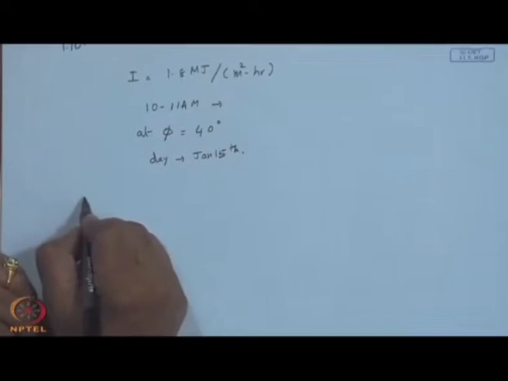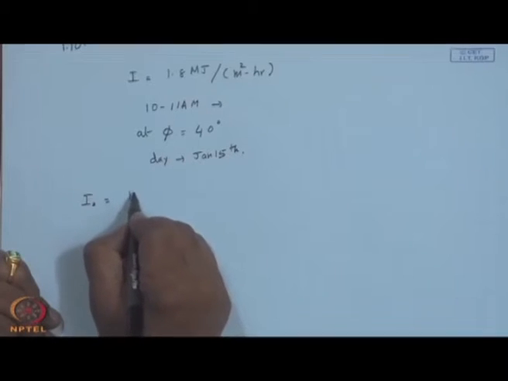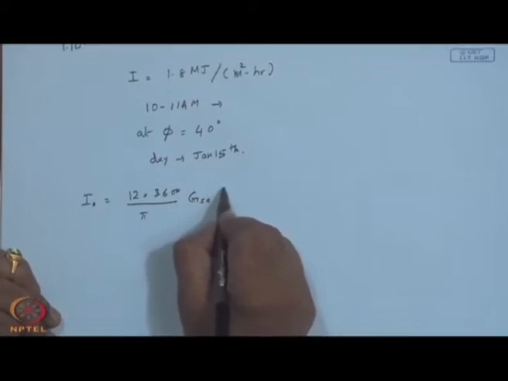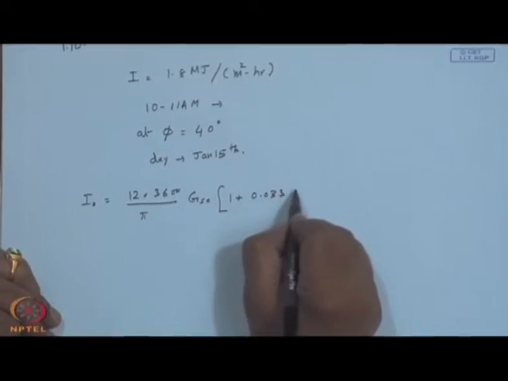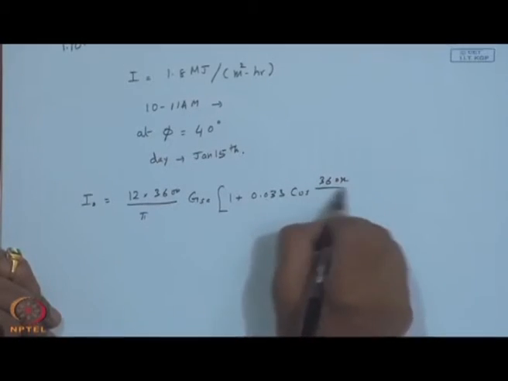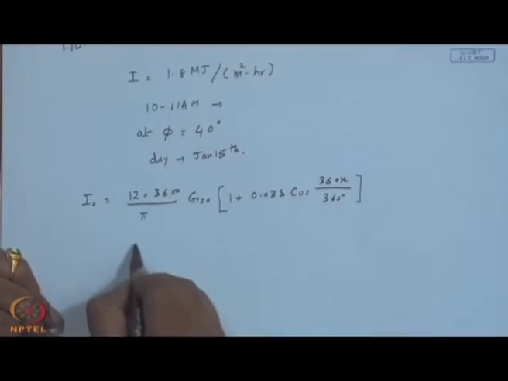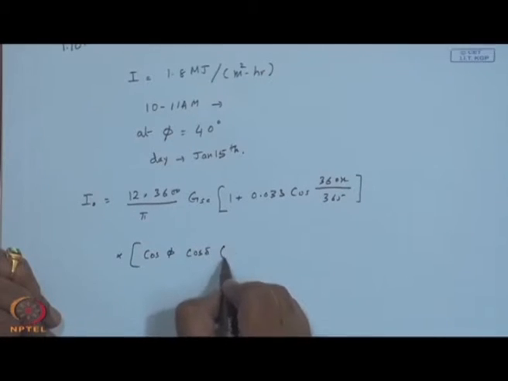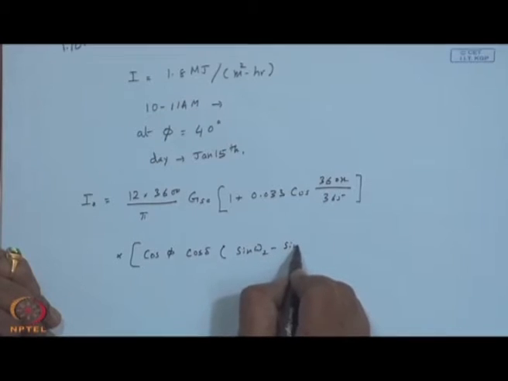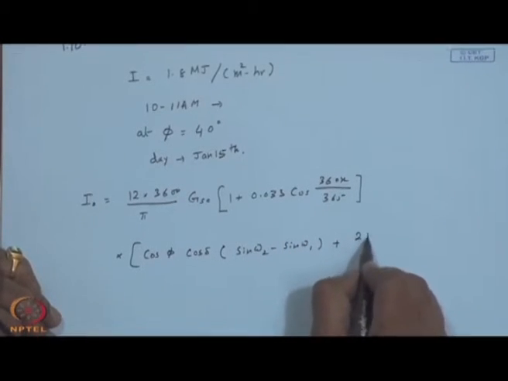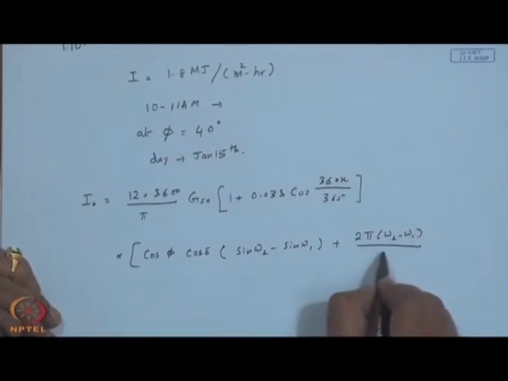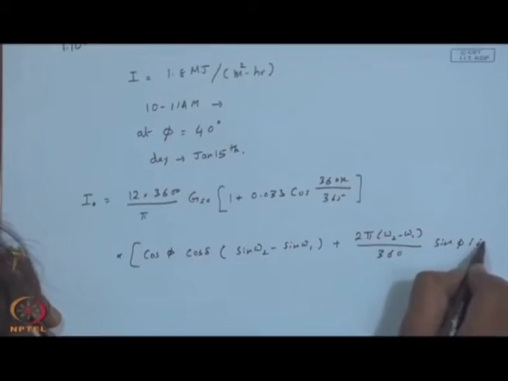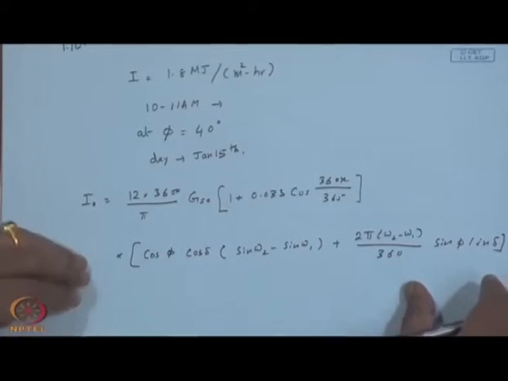So, the formula is, first I should find out I 0, which should be equal to 12 into 3600 by pi times GSC times 1 plus 0.033 cos 360 n by 365, times cos phi cos delta times sin omega 2 minus sin omega 1, plus 2 pi omega 2 minus omega 1 by 360 times sin phi sin delta. Same formula we have used.